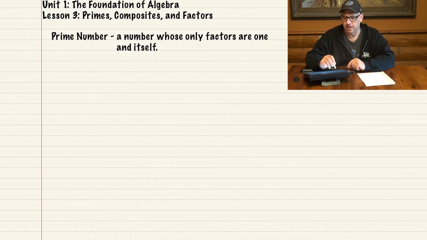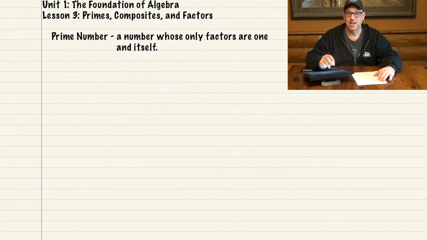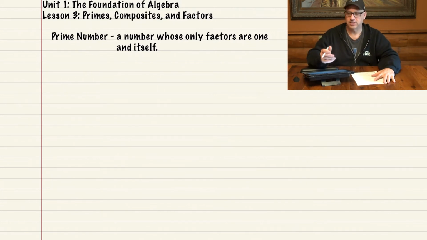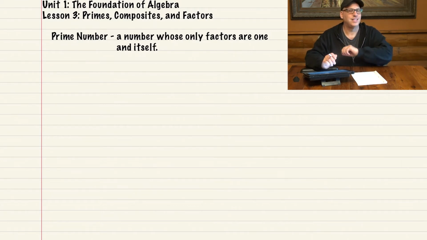So a prime number, then, is a number whose only factors are 1 and itself, meaning the only way that you can get it through multiplication is by multiplying itself by 1. Perfect example is 3. You can only get 3 in multiplication by doing 3 times 1. 5's another one, 7's another one, 13's another one. In fact, the list is infinite. It goes on forever, but you can obviously pick out the small ones.